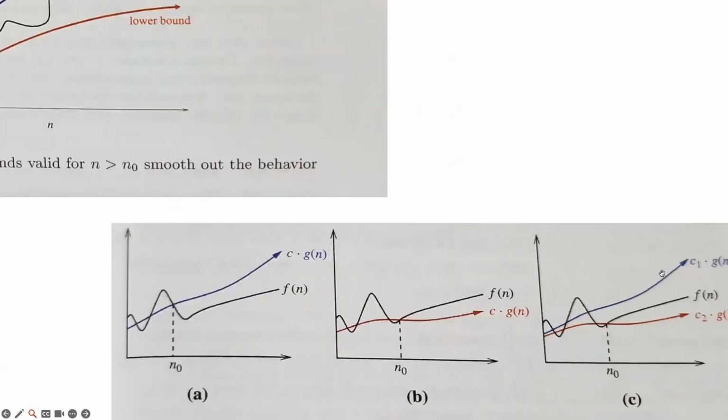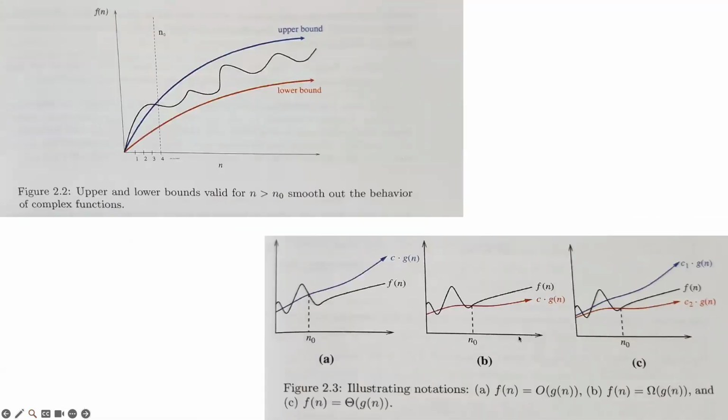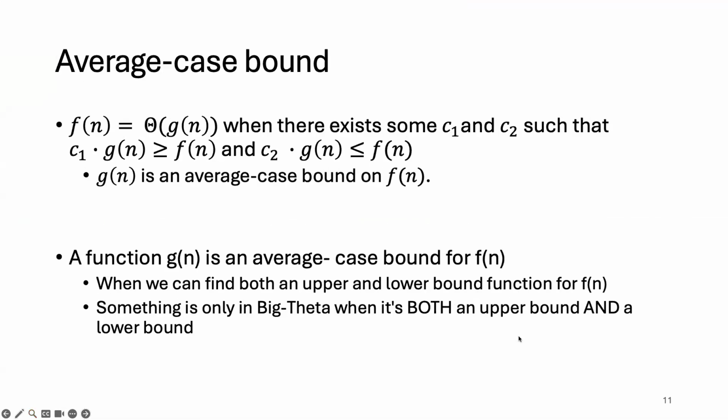So that's this, where we've got two functions, just with a constant applied. And the difference of constant gives us an upper bound and a lower bound. And so then we say that g of n is our big theta. Okay, so g of n is an average case bound for f. That's when we can use the same function to find both an upper and lower bound. Something is only in big theta if it's both an upper and a lower bound.